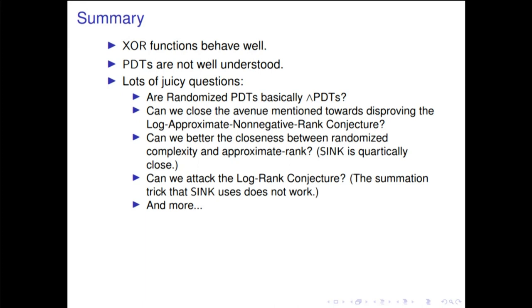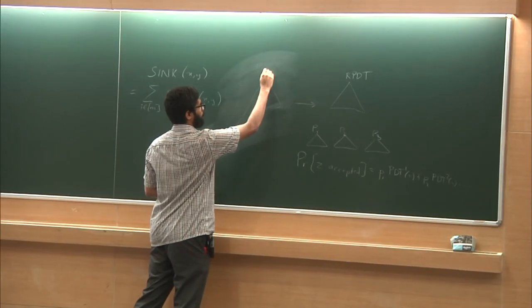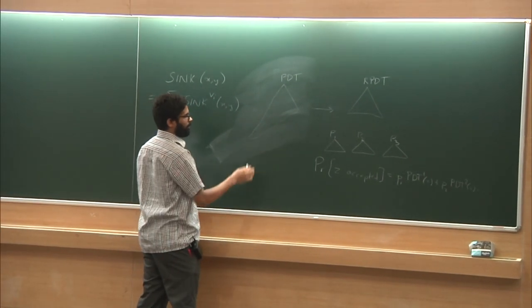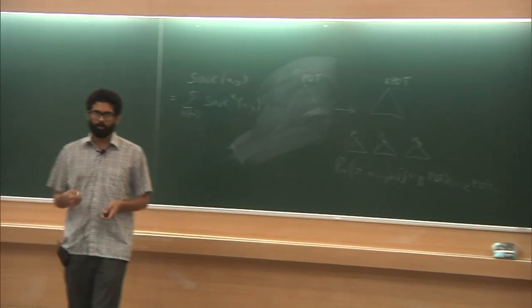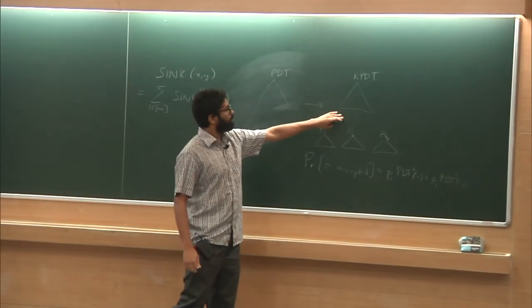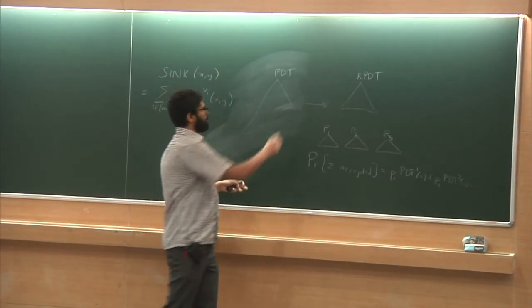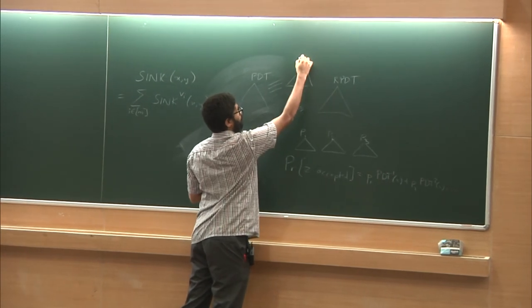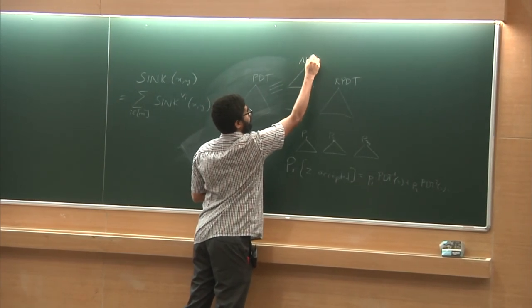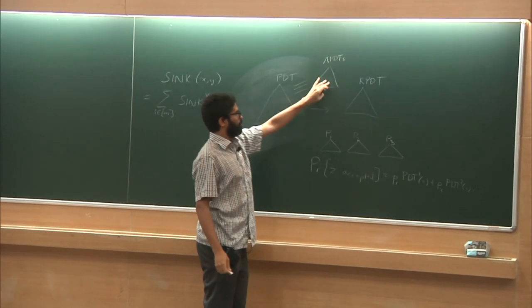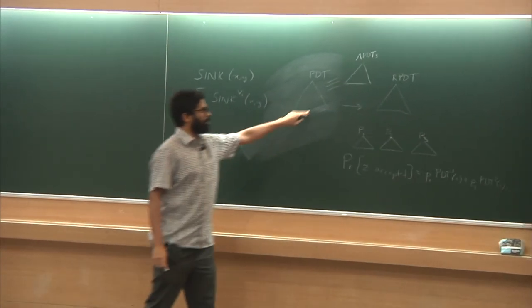So the measure of leaf complexity of a PDT. If you have a PDT with small leaf complexity, you can actually balance it using affine subspace queries, is what I said. So you don't actually need to go to RPDTs, but this is exactly equivalent to this other model where you actually have affine subspace queries. And the question is, are these two models the same?